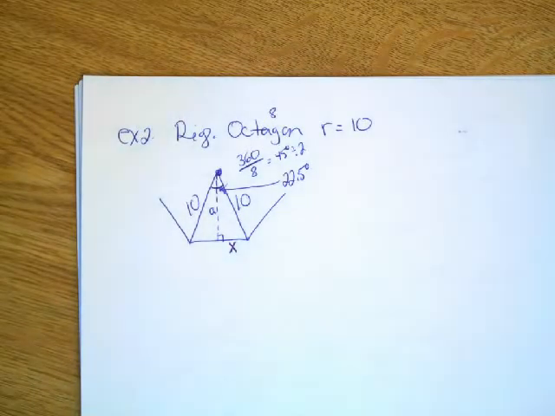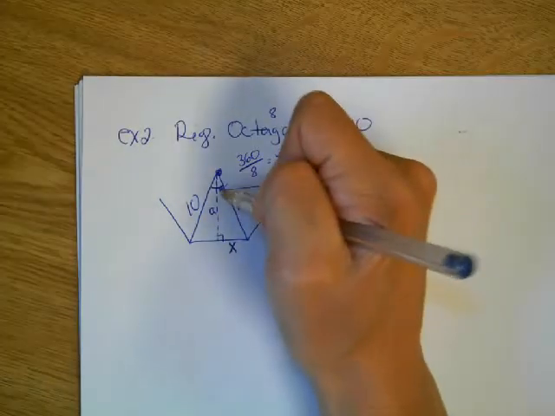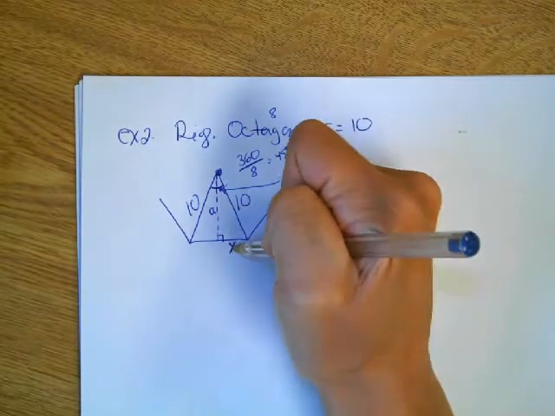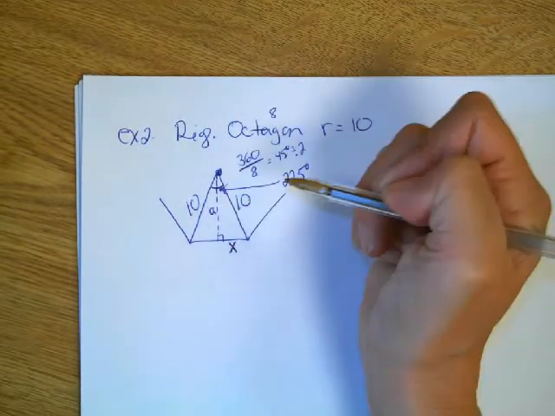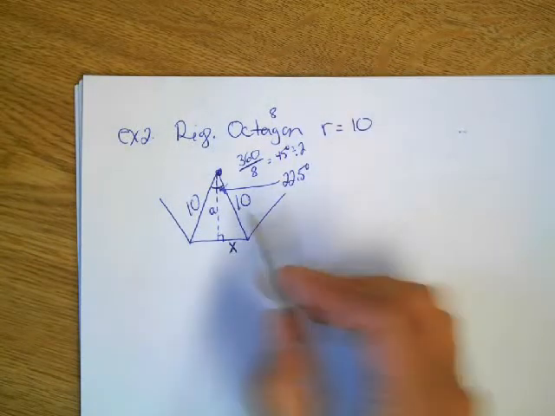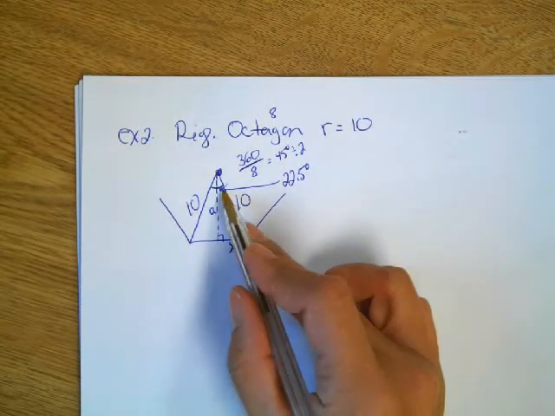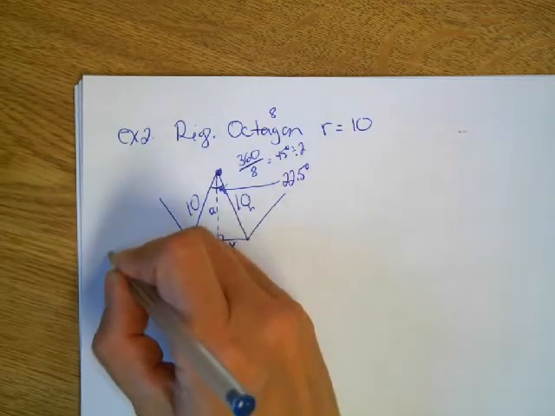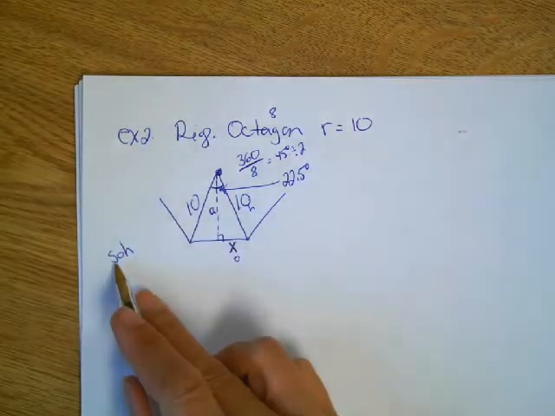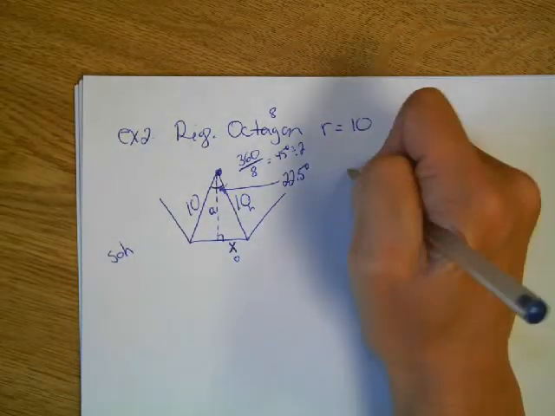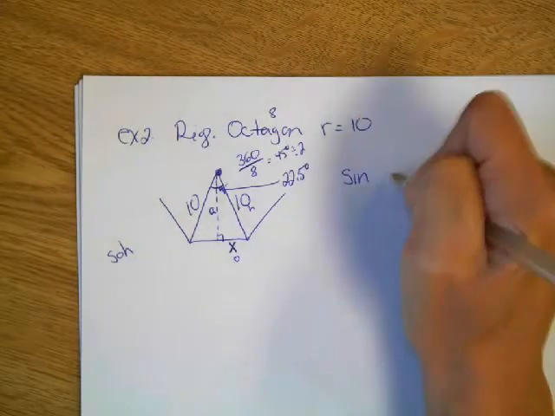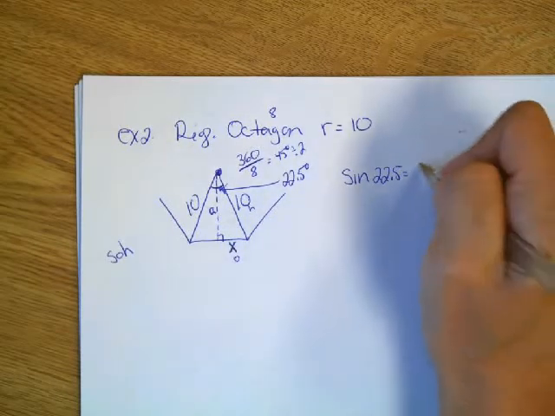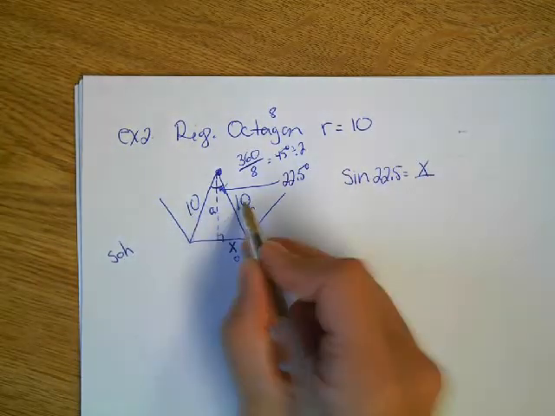I can't go opposite and adjacent because those are both unknown. I have to go opposite with this or adjacent with this. So I'll do two different trig problems. Let's go with the x first. So opposite and hypotenuse, that's a sine. So I'll set up sine first. So the sine, standing on 22.5, opposite is the x, over the hypotenuse is 10.